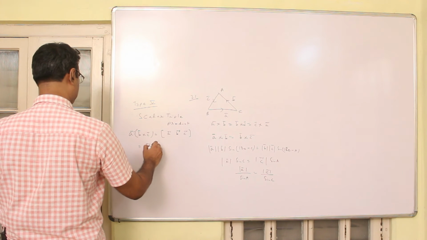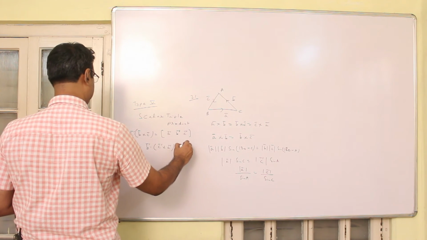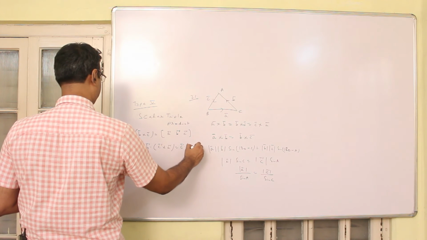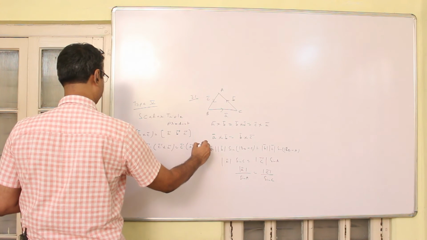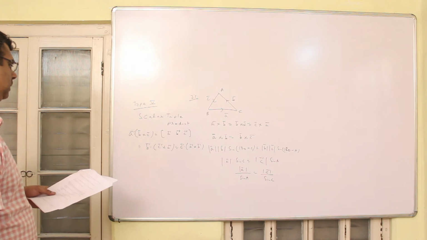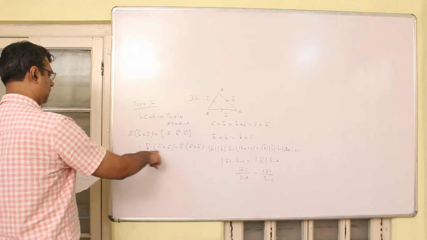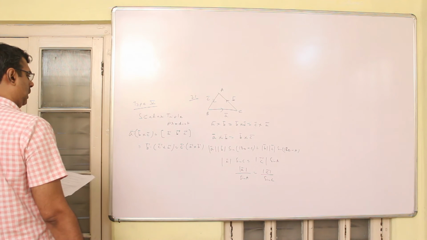It can be easily shown that scalar triple product follows cyclicity. That means A dot B cross C will be equal to B dot C cross A will be equal to C dot A cross B. All the three will be the same.